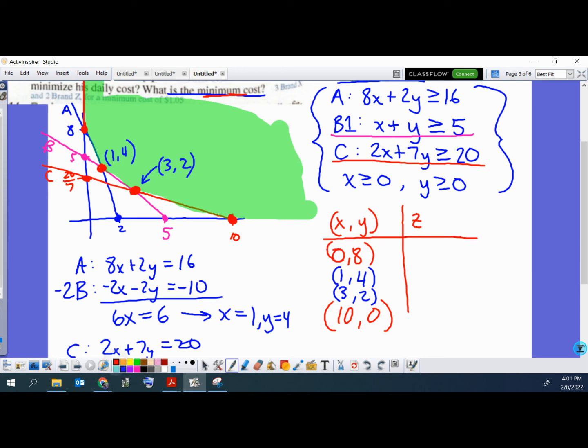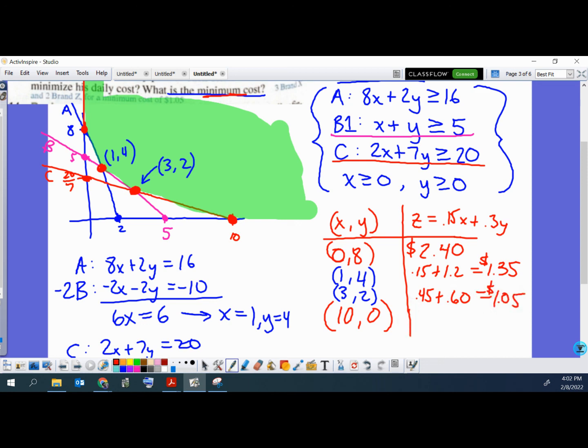So anyway, my Z was 0.15x plus 0.3y. And so 0.3 times 8 is 2.4. So $2.40, that's money, right? 1x is 0.15 plus 4 times 0.3 is going to be 1.2. And that's going to be $1.35. Did I do that right? I think I did that right. Yeah. 3 and 2 is going to give me 45 cents on X and 60 cents on Y, which is $1.05. That's going to be the minimum.